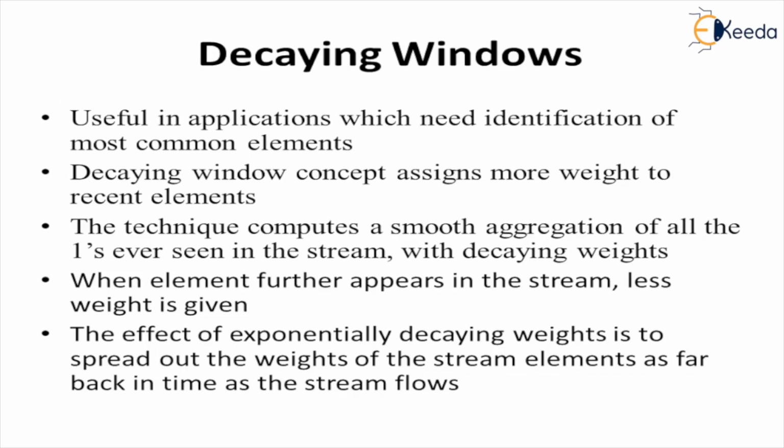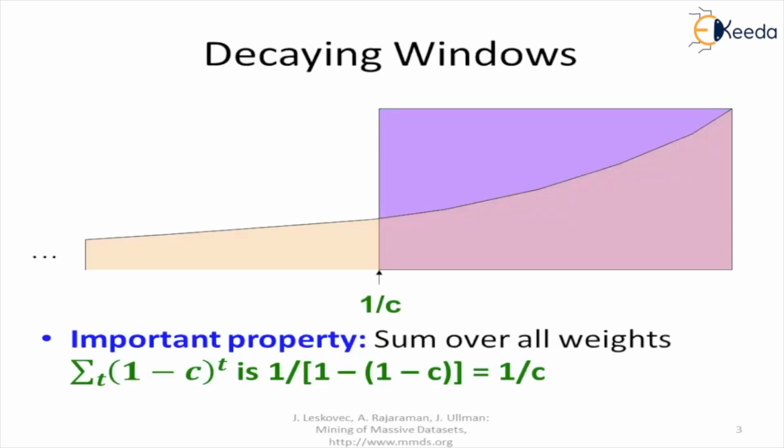The effect of exponentially decaying weight is to spread out the weights of the stream elements as far back in time as the stream flows. This is the graph of decaying windows, and this equation helps to calculate the sum over all weights. So how is it doing? On this left side, it will consider the less weights, and it considers only this much portion. So on the left side, the window is decaying because we are giving only less weightage to that part, whereas in the recent window we are giving more weightage.